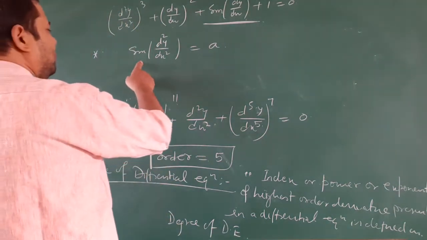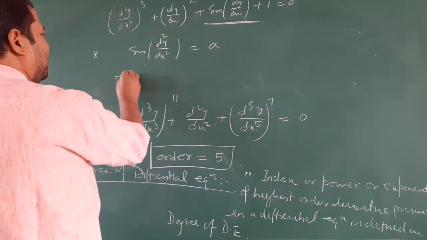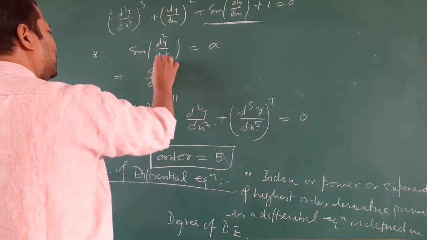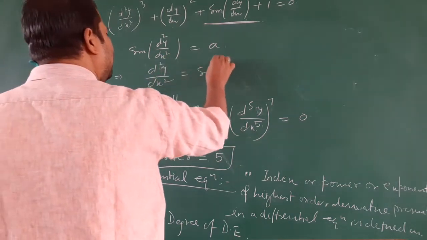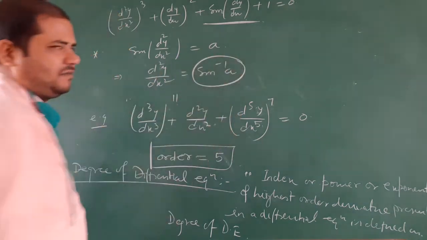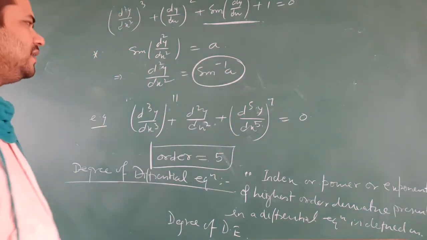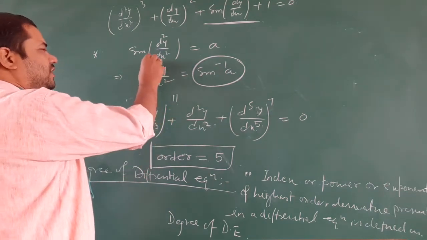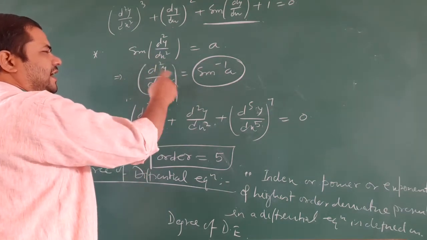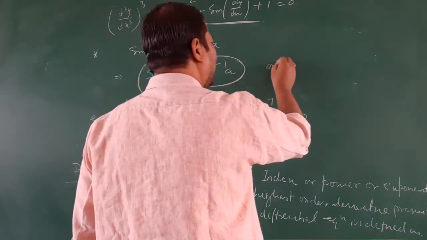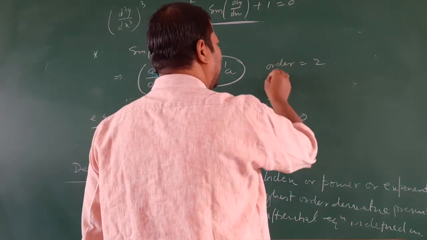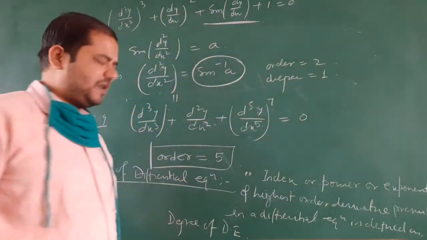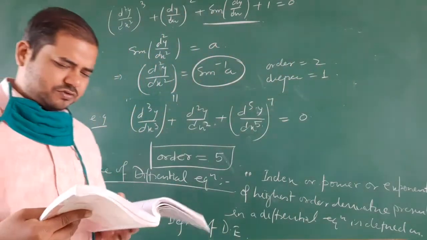You can see, you can make it a polynomial. d2y over dx2, you can write it as sine inverse a, and this is constant. Okay, so order of this differential equation is 2 and degree is 1. Order is 2 and degree is 1. So in this manner you can solve these type of questions also.